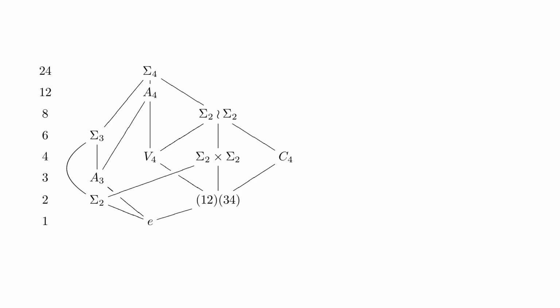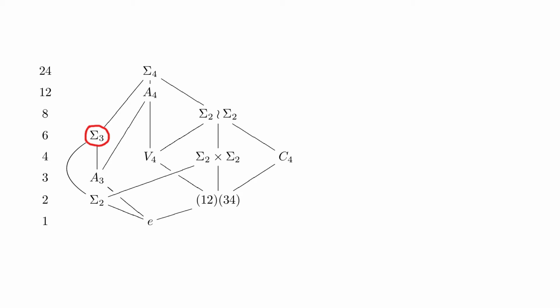There are 3 distinct conjugacy classes of subgroups of order 4: the group V4 containing the three products of two disjoint transpositions, the subgroup sigma 2 times sigma 2 that leaves the subsets {1,2} and {3,4} invariant, and the cyclic subgroup generated by a 4-cycle. The subgroups V4 and sigma 2 times sigma 2 are abstractly isomorphic, but they are not conjugate inside of sigma 4.